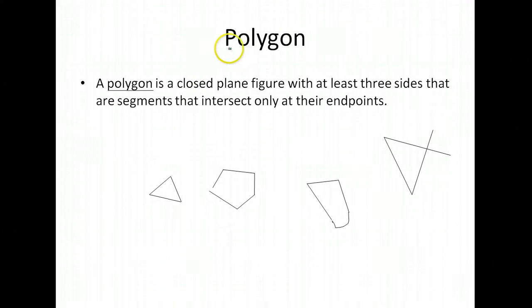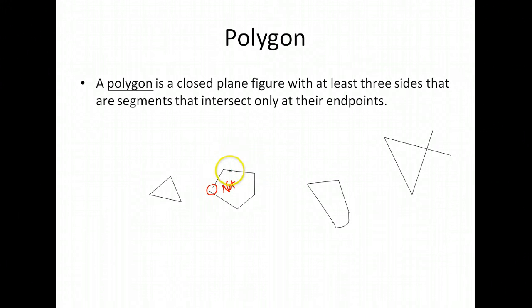All right, let's talk about polygons. So a polygon means a many-sided figure. It is a closed plane figure. Closed means that there's no gaps or openings. So this figure right here would not be a polygon because notice there's this opening right here. It doesn't close up the figure.